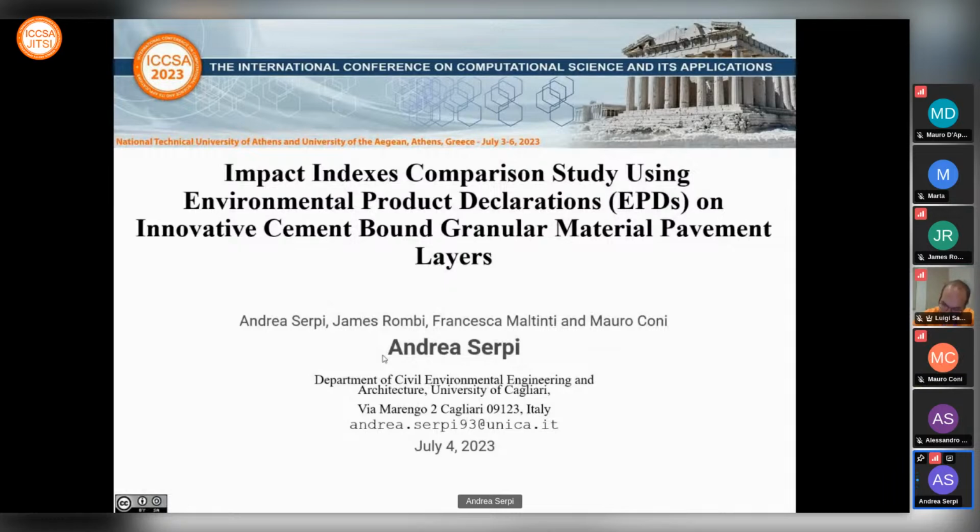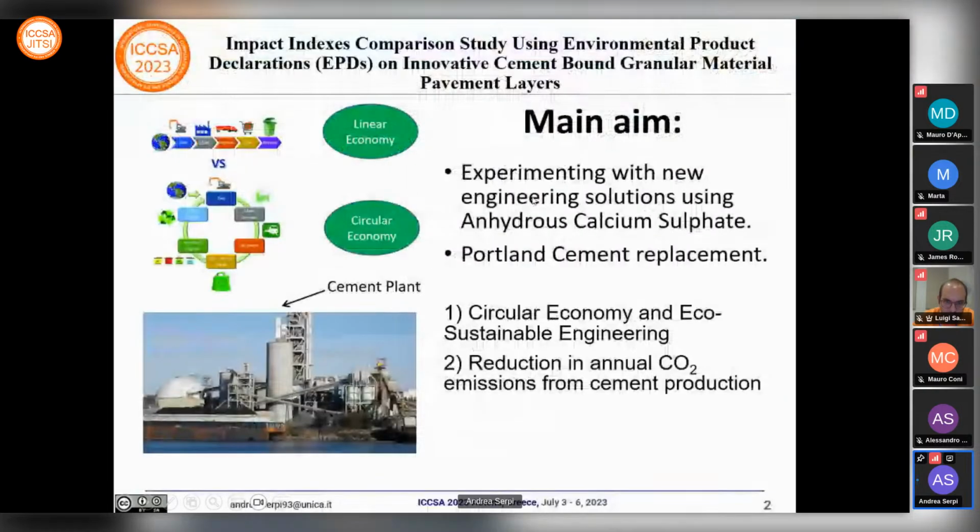Thanks. Good morning to everyone. I'm happy to present this work, Impact Index Comparison Study using Environmental Product Declaration on an Innovative Cement-Bound Granular Material Pavement Layer. So, this paper is about a broader research topic related to the experiments on calcium magnesium sulfate, a new innovative engineering solution, particularly in road cement mixture layers, with the aim to partially replace Portland cement.